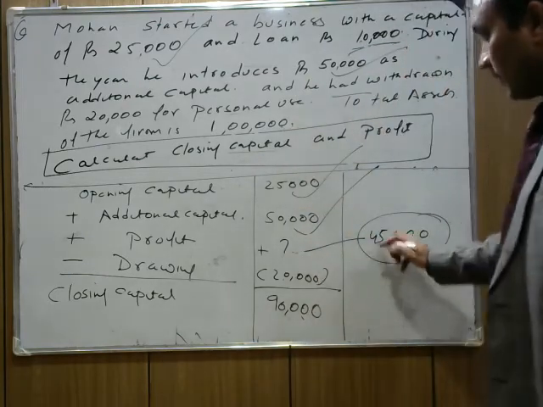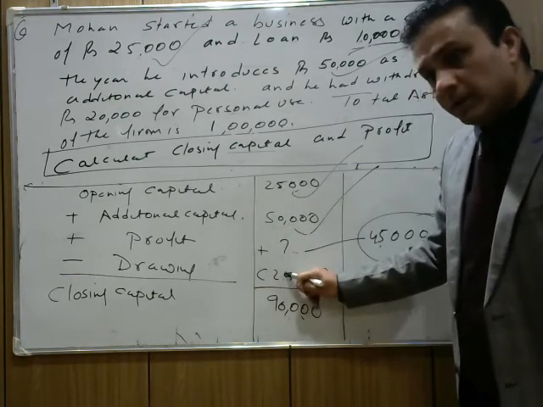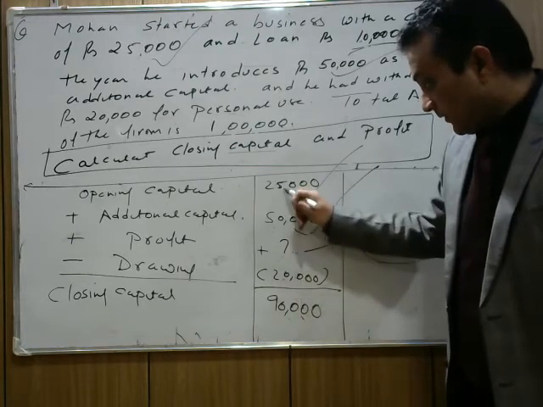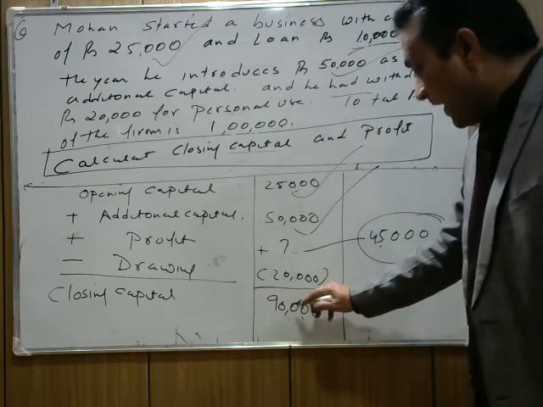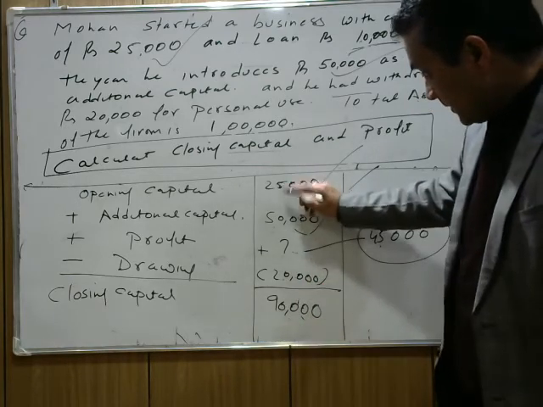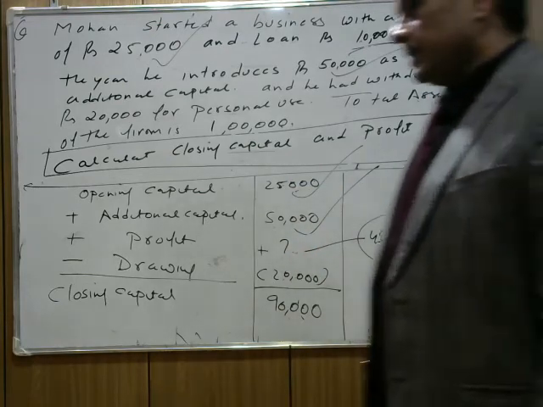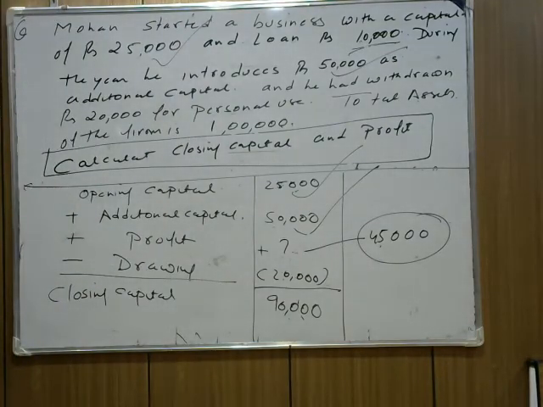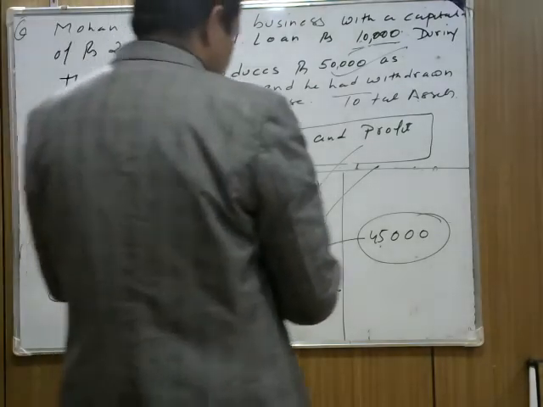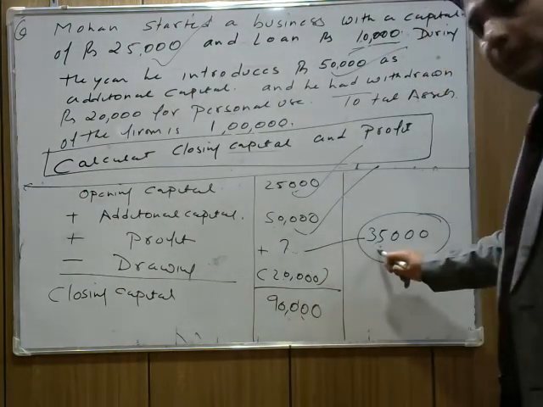Now, how can you find the profit? Opening capital plus additional capital makes 75,000, minus drawing. It becomes 75 minus 20, 55,000. Sorry, just wait. 75 minus 20 is 55,000. Now, how much do we add to 55,000? To get 90,000, the difference is 35,000, I think. Okay, so it's coming 35,000, not 45. The profit is rupees 35,000.